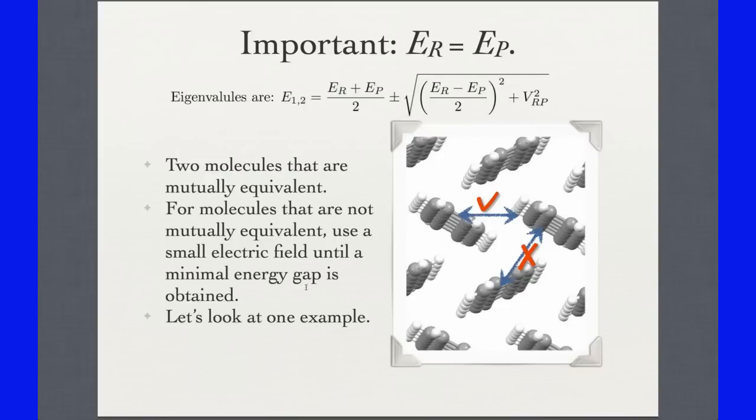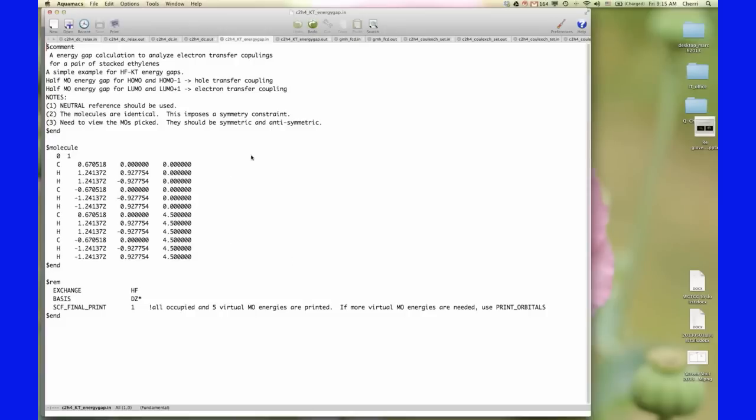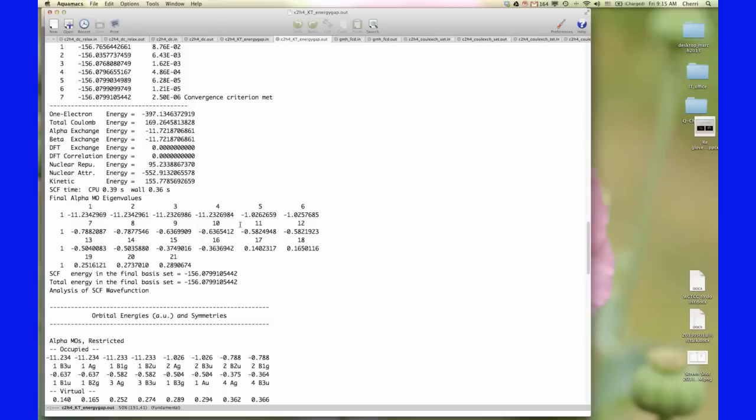Okay. Let's look at one simple example, but this is a symmetric case. So this is for Koopmans' theorem. You have mutual reference, the molecules are identical in this case. Usually we suggest you to view the MOs you pick. They have to be symmetric and anti-symmetric. So these are two ethylene, and you just do a very basic calculation in choosing your orbital. And I would suggest you to print out the molecular orbital energies in the output.